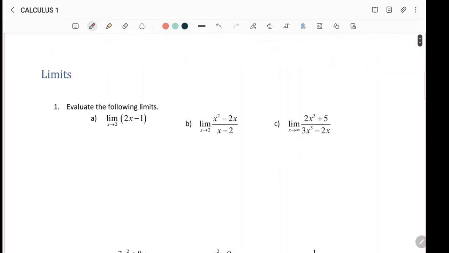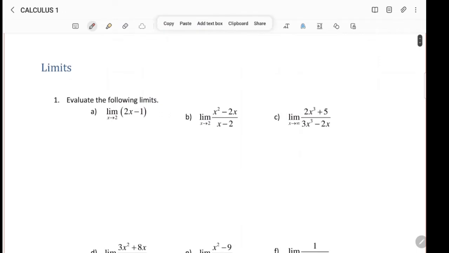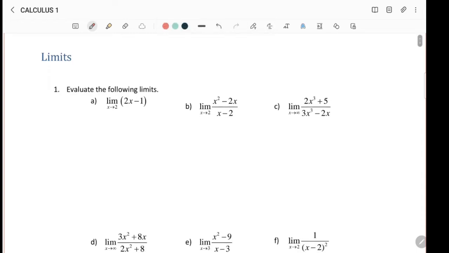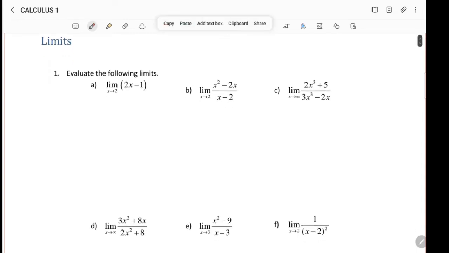So I have considered the first topic as limits. Here I have considered some good questions, some easy questions. Overall, if you do all these questions, then definitely you will revise your limits properly. Okay, so let's start. So guys, question number 1 says evaluate the following limits. The first question seems very simple. We just have to put x as 2 here. So we get 2 times 2 minus 1, which is 3. Okay, so the first one is done.